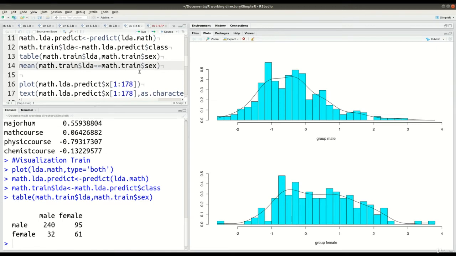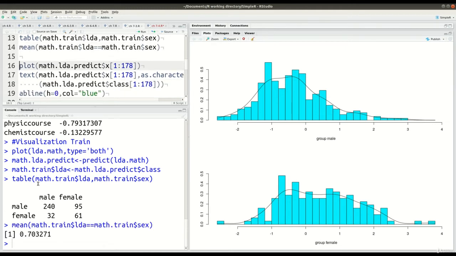And then for our accuracy, we use the mean function, and we do math.train$LDA, and then we do math.train$sex. LDA is like the prediction, that's what I called it if you look here in line 12. So we do that, and you can see we got about 70% accuracy. That sounds pretty good.